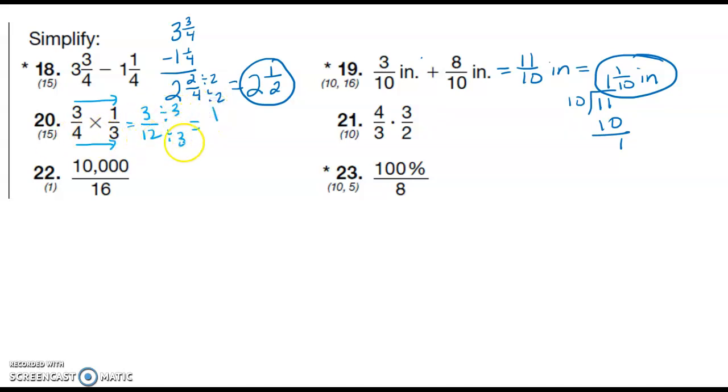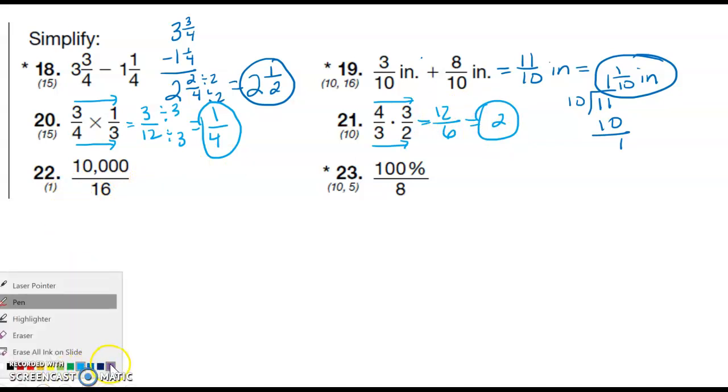I realize this is not starred, but I got lots of questions about it. So I want to make sure you know how to do these. Again, 21, I'm going to multiply across the top. I get 12. I multiply across the bottom and I get 6. 6 goes into 12 2 times.